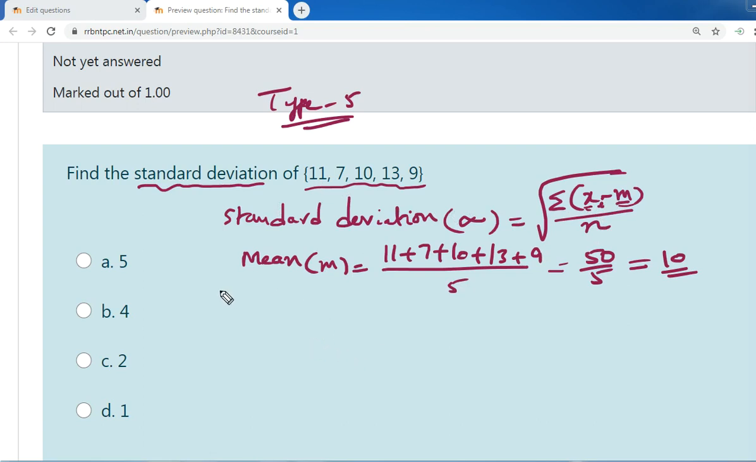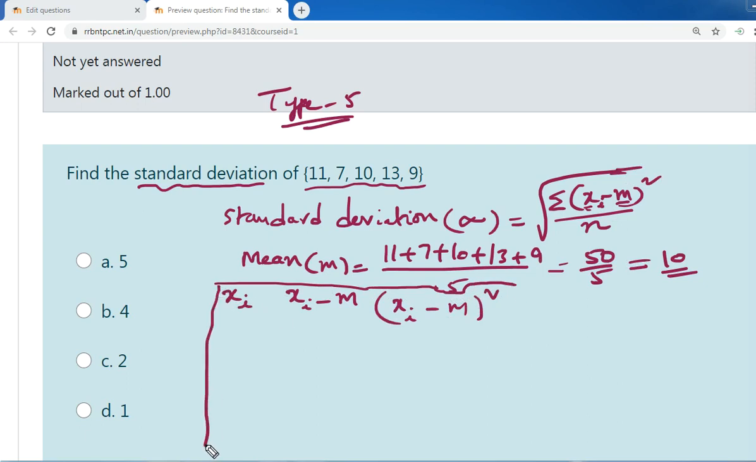Okay. So now to find the standard deviation, let us make a table. We need to find xi minus m. Sorry, here square is there. Sigma of xi minus m whole square we need to find. So we need to find xi minus m whole square, and then we are going to sum whatever the values we got. So for now, let us make this particular table and take the values. So what are the values of xi? 11, 7, 10, 13 and 9.